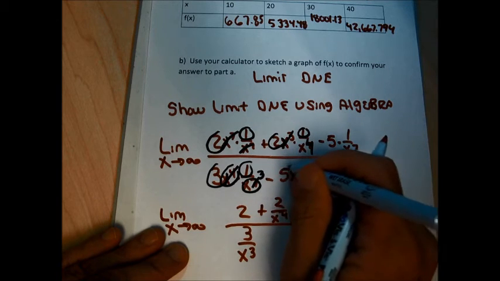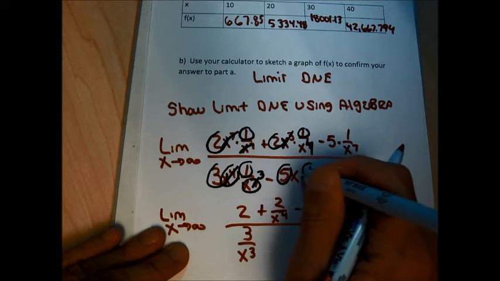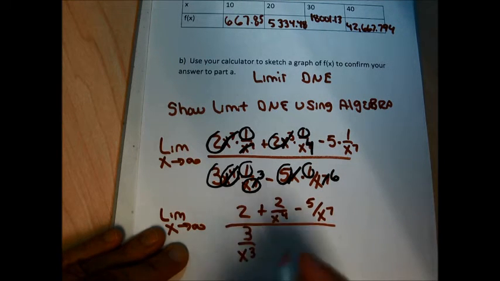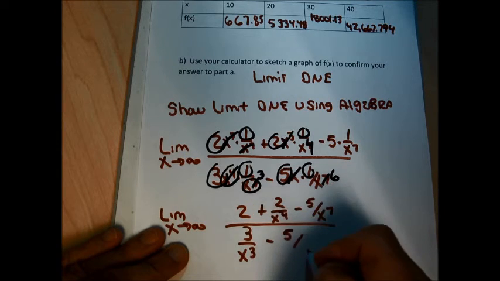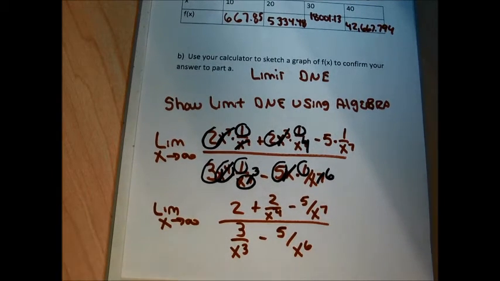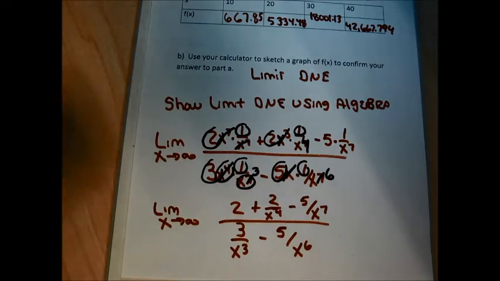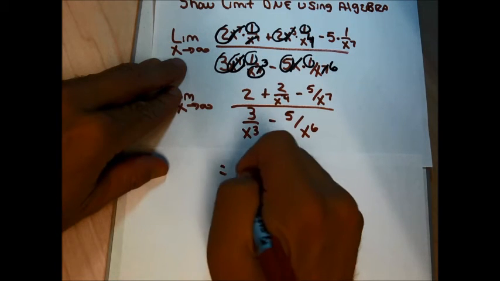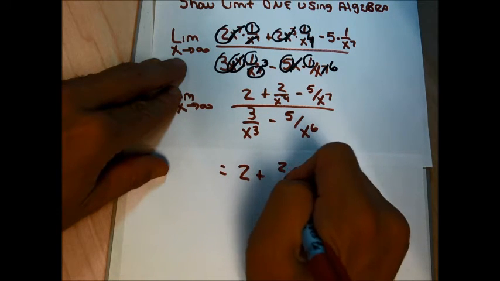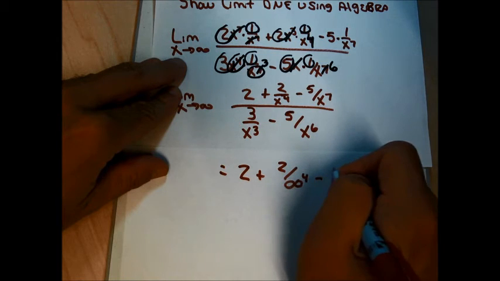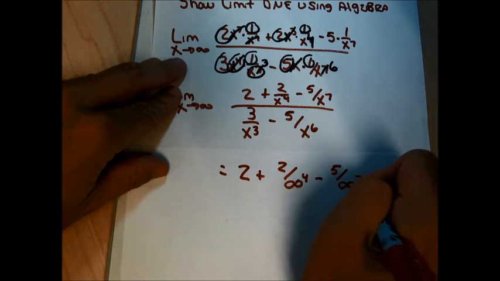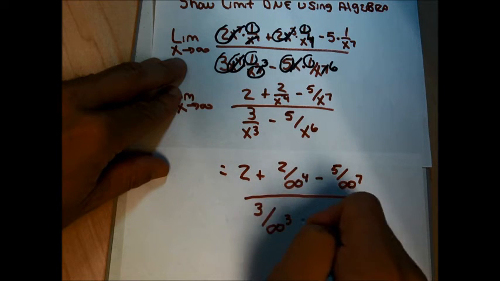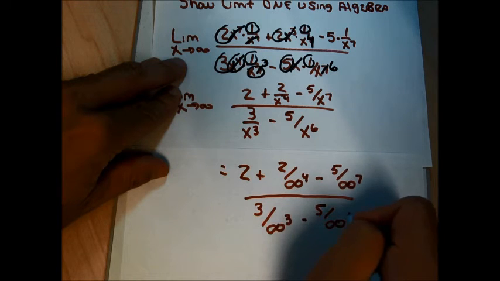The last one, I'm going to wind up multiplying the 5 and the 1, and I'm going to cancel 1 of the 7 x's and be left with an x to the 6th in the denominator. So this is going to be minus 5 over x to the 6th. And now I'm going to plug my infinities in. When I plug my infinities in, I don't write the limit anymore, so this is going to be 2 plus 2 over infinity to the 4th minus 5 over infinity to the 7th over 3 over infinity cubed minus 5 over infinity to the 6th.